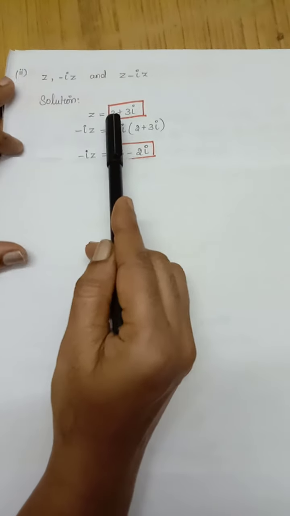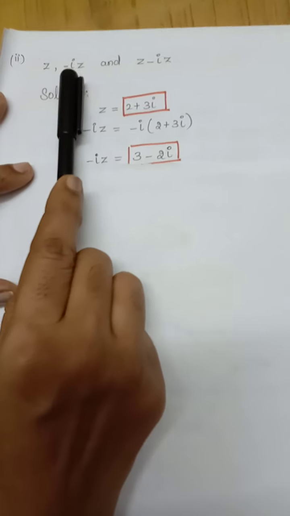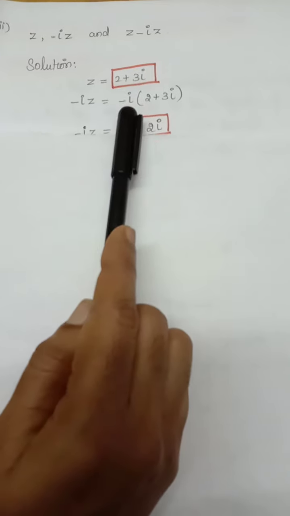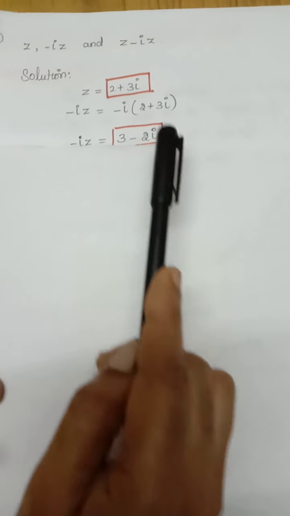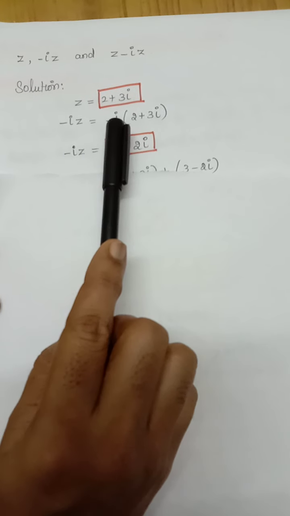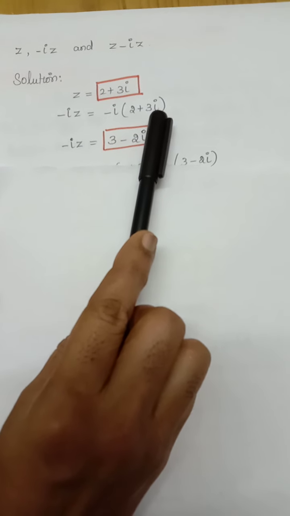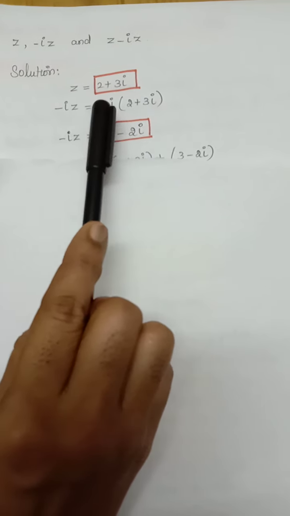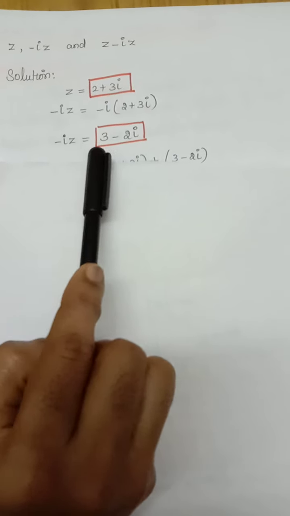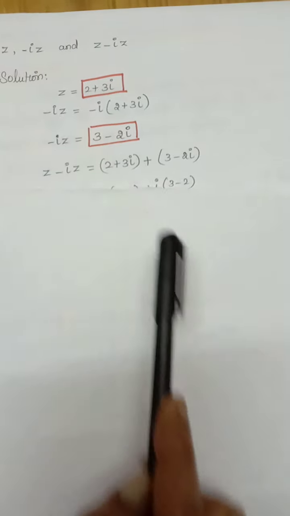So z is equal to 2 plus 3i. Here what is asked? Minus iz. So this z has to be multiplied with minus i. So minus i into 2 is minus 2i. Okay, so look at this. Minus i into 3i is minus 3 i squared. i squared value is minus 1, minus 1 into minus is plus, plus into 3 is 3. Okay, got it? So minus iz is 3 minus 2i.